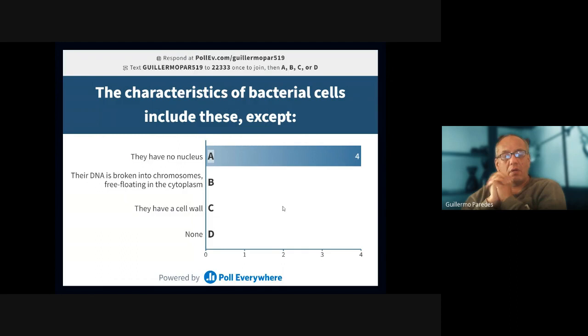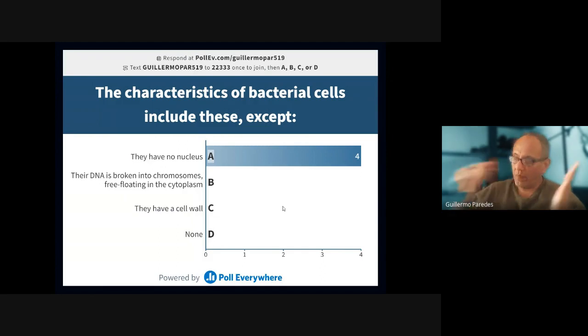All right, so their DNA is broken into chromosomes free-floating in the cytoplasm. Yeah, in order to reproduce, they are probably going to do that, right? Most likely. So A is not the answer because they don't have a nucleus, and that is true. So they are telling you, read the question: bacteria cells include. So what is true but except? Okay, so what could be the answer? Should be none. Yeah, none. See, that is a good example that we need to read the questions carefully. Okay, you know the answer, right?